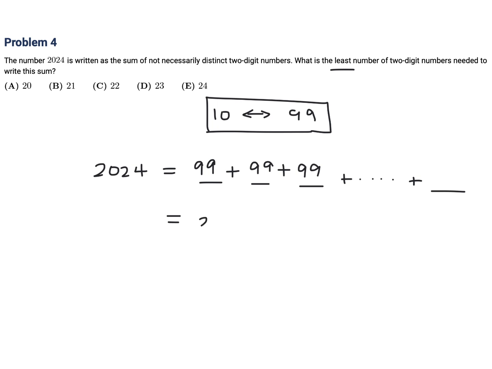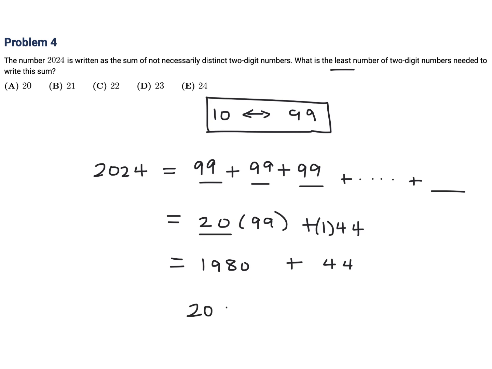So I think if you do 20 of these 99s, you would get sufficiently close to 2024. 20 times 99 is what? 1980. And then we have to add another number, so I'd have to add 44, correct? Yeah. So how many numbers? I used 20 of the 99s, and I used just one 44. So I used 20 of the 99s plus 44, so I use 21 numbers. And that is the answer to the question.